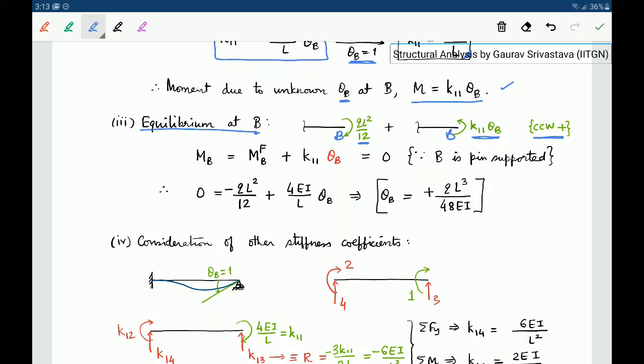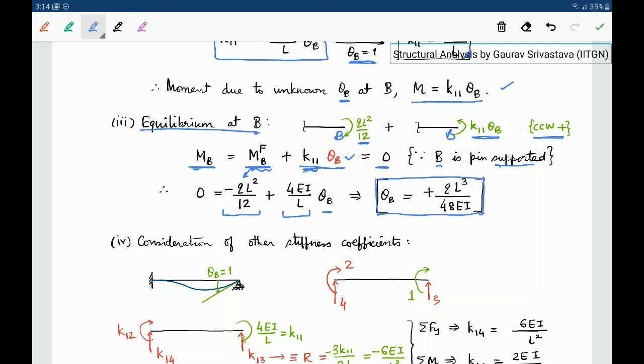So when we write the equilibrium equation at B, we are saying that the moment at B will be equal to the fixed end moment at B plus K11 times theta B. Since B is pin supported in the original structure, the overall MB should be equal to 0. And here theta B is the only unknown, so MFAB is known and K11 is known. So we can substitute for that. MFAB is minus qL square by 12 because it is clockwise, and then K11 is 4EI by L, and then we have theta B. So from here we can calculate what theta B is.